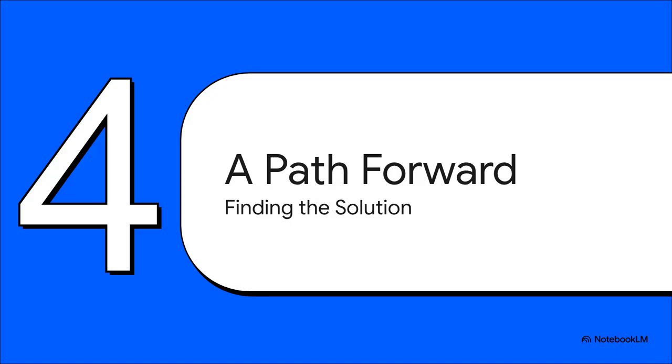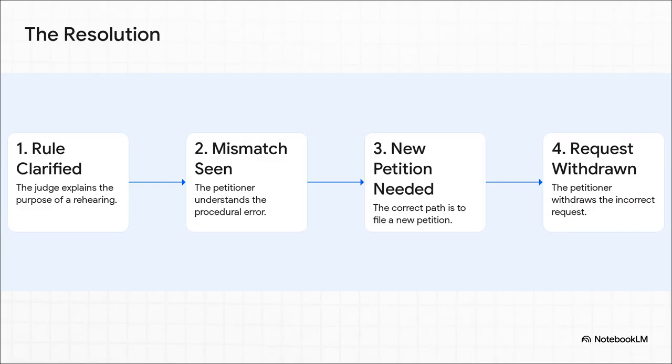So what do you do when you realize you've used the wrong tool, especially in a legal case? Well, you don't just throw in the towel. No, you figure out the path forward. And the document actually walks us through it step by step. First, the rule gets clarified for everyone. As soon as that happens, the mismatch is crystal clear. Mr. Archer realizes, oh, I need a new petition for this. So what does he do? He makes the smart move and withdraws his original request.